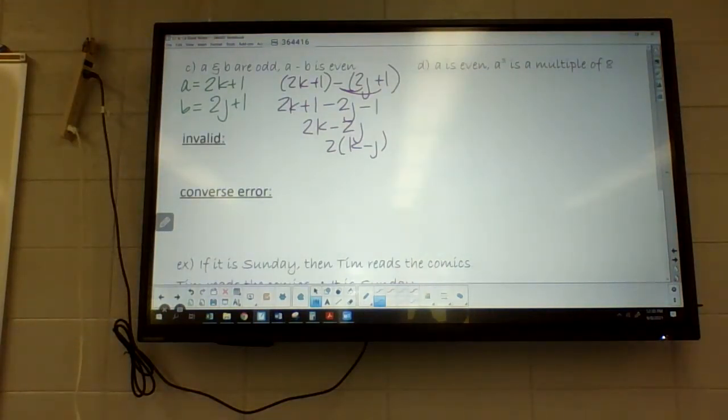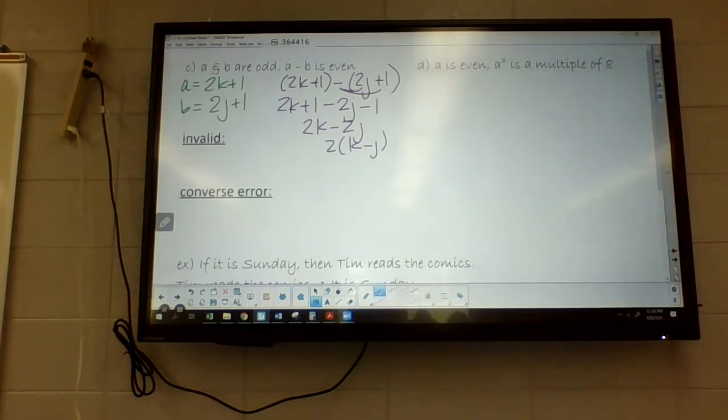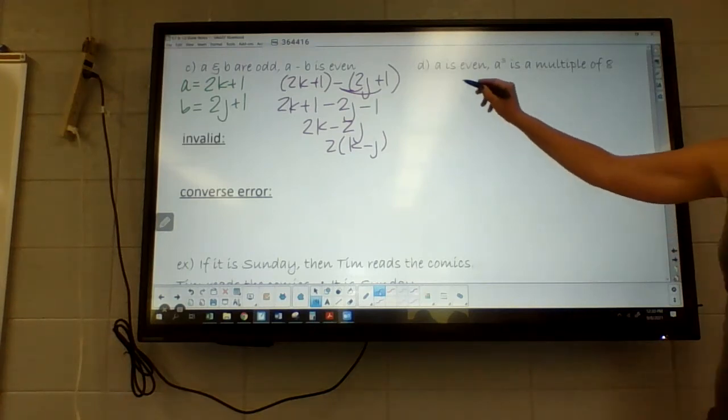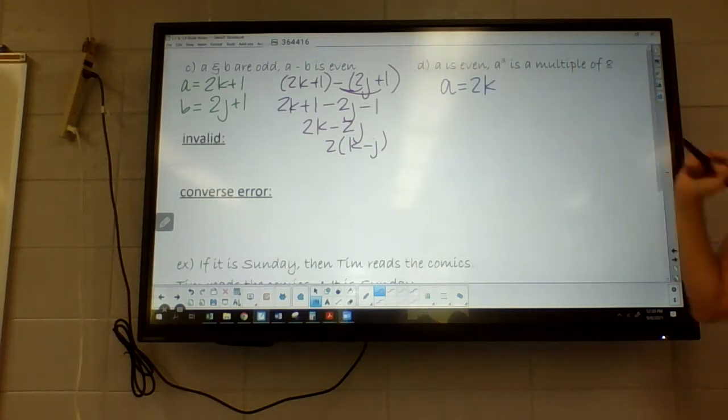All right, so now they tell us a is even, and a to the third is always a multiple of 8. Again, you can use a specific example and then try some things, but we're going to try and be more general. So a is even, and a to the third is going to be a multiple of 8. So a being even, we're going to use 2k again. So in place of a, I'm going to put 2k.